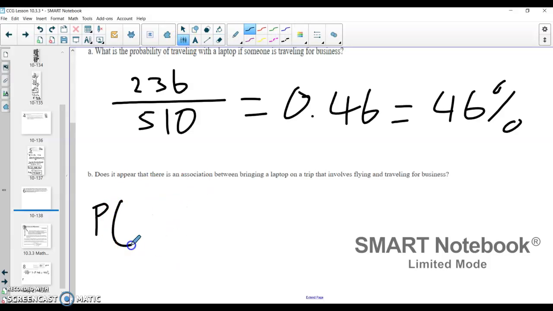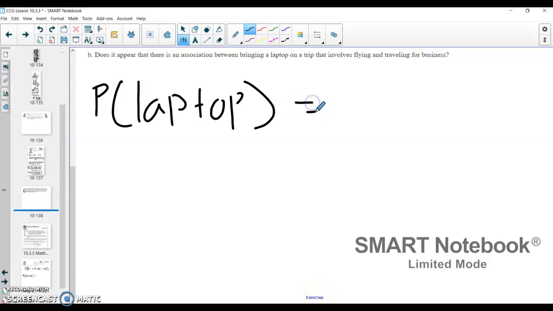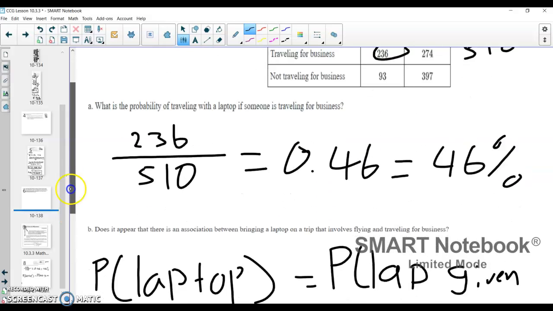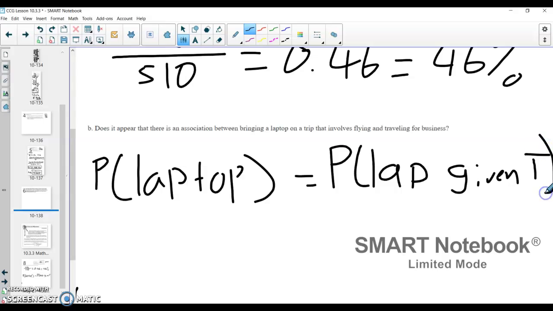The probability that somebody owns a laptop, and then we're going to say, is that equal to the probability of laptop given traveling for business? All right, if these two probabilities that we find out here are equal, that means they're independent, which means they are not associated. If these two are not equal, that means they're not independent, and that means they are associated.